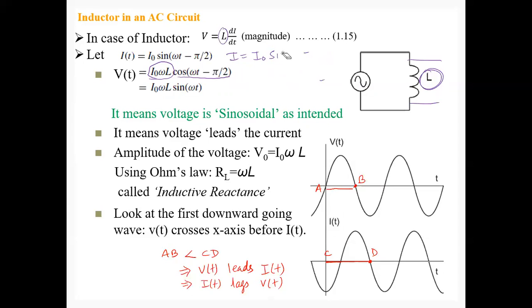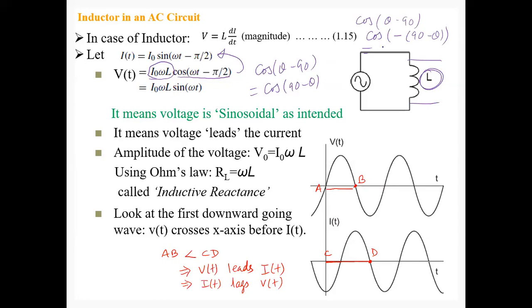Now again, I have to change it back to sine, right? Because I want to compare. That's why I want to change this back to sine again. So when I change it to sine, what do you get? Cosine theta minus 90 can be written as cosine 90 minus theta, right? Why? Because cosine theta minus 90 equals cosine minus 90 minus theta, which is cosine 90 minus theta. Remember? So cosine minus theta equals cosine theta. If you remember this, then you can do this, right?